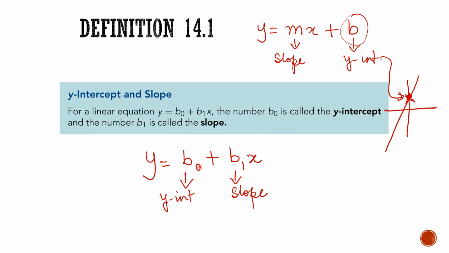That means the y-intercept is going to come first, it's going to be written as the first term of the linear equation, and then a plus sign followed by the term which has the slope, so b sub 1 times x. And remember, with the slope is also associated the variable, so the slope is the coefficient of x, right?